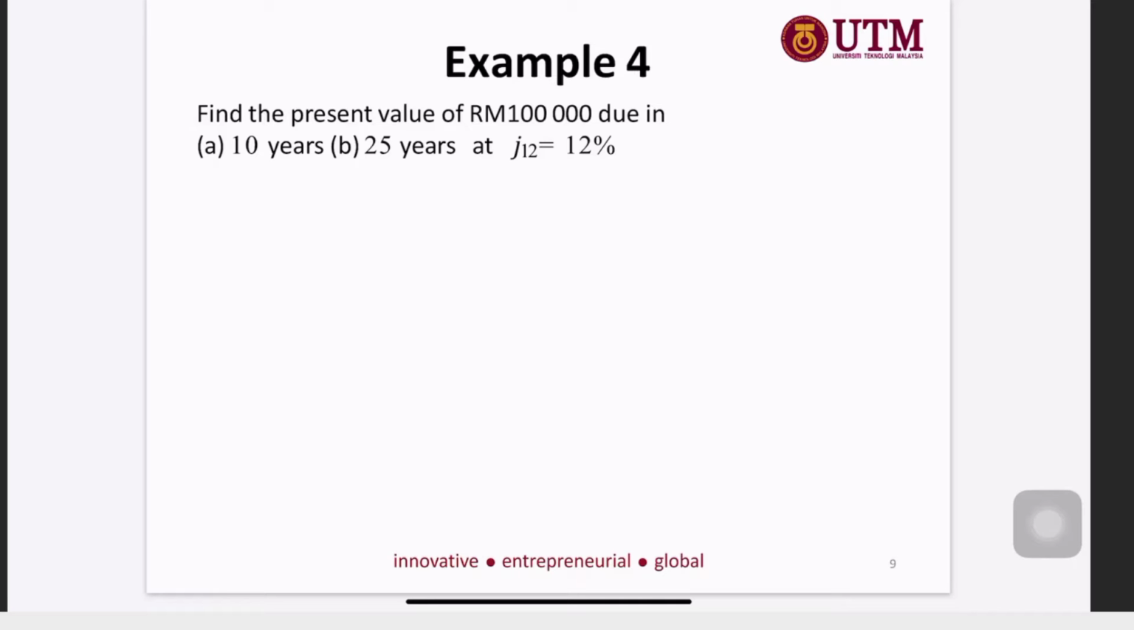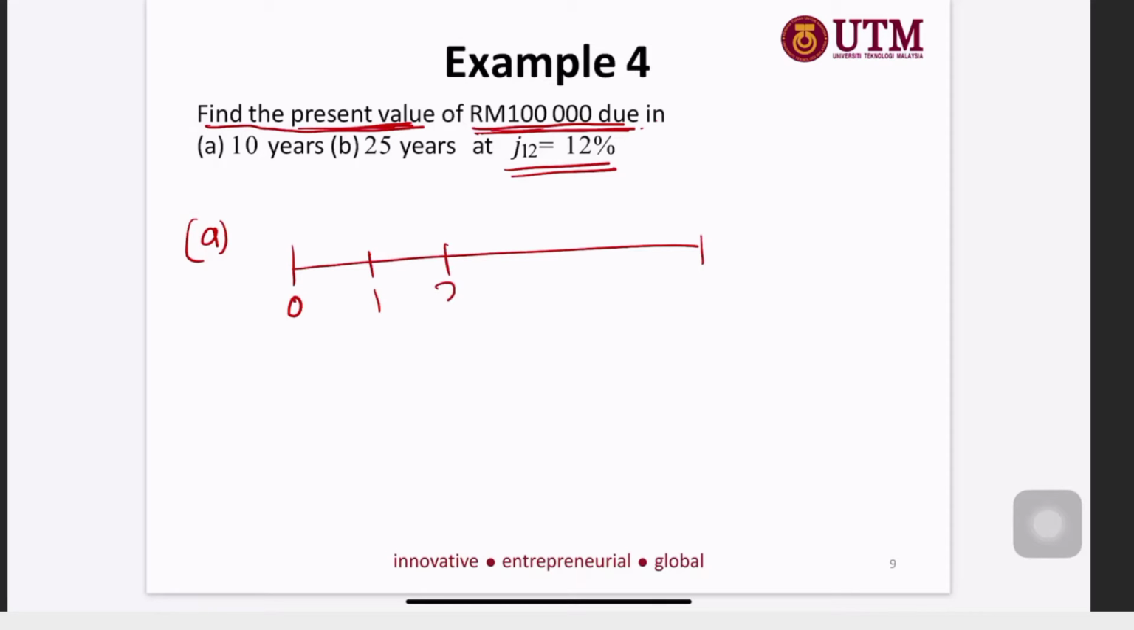Find the present value of 100,000 due in 10 years, with the nominal rate given as 12%. So I will show you how to do this. Remember, this one is your future value. Sometimes students get confused about which one is the present value and which is the future value. If you find keywords like this one, they want you to find the present value, so that means this 100,000 is the future value. So we have 0, 1, 2 until 10 years. This 100,000 is your future value. So now what is your present value?